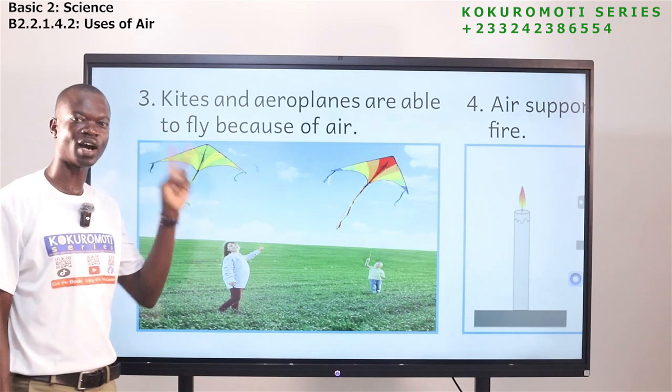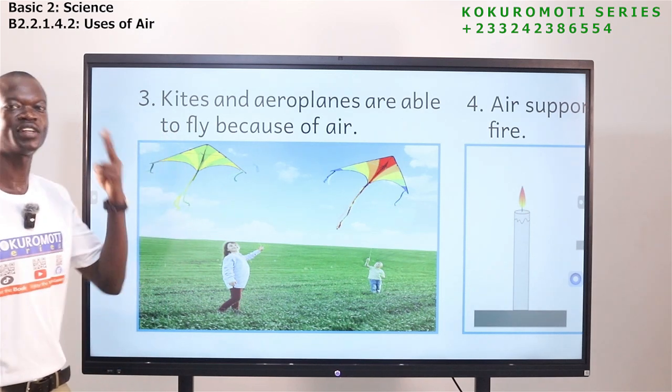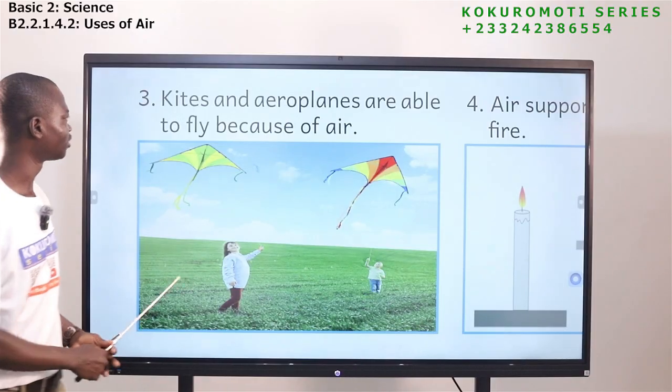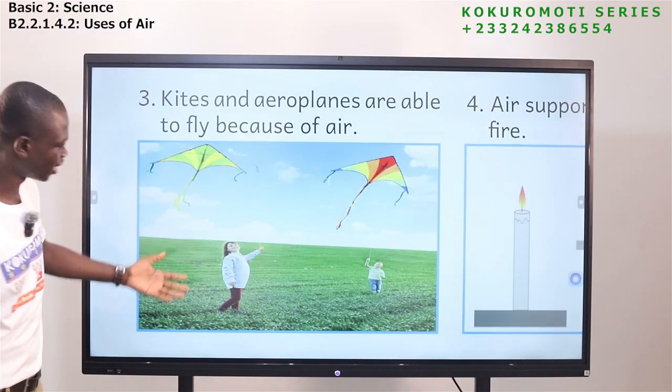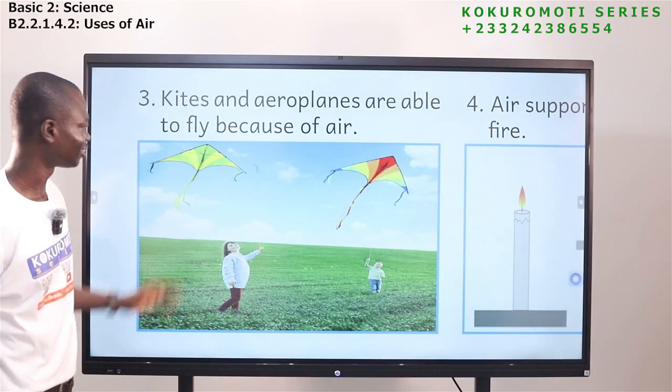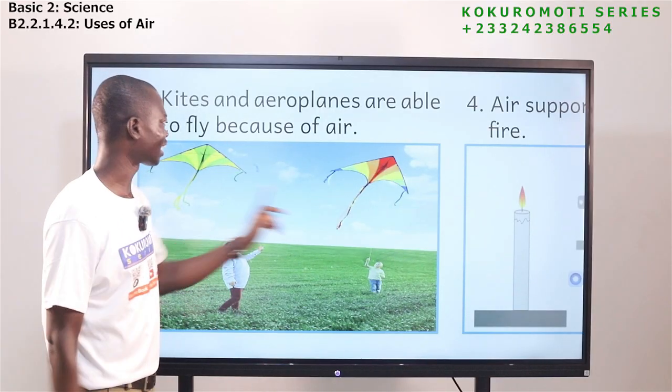One is for what? Filling balloons. Two, for breathing. Third one. Tell me what you see here. How many boys are here? One boy and one girl. What is this? They are kites.